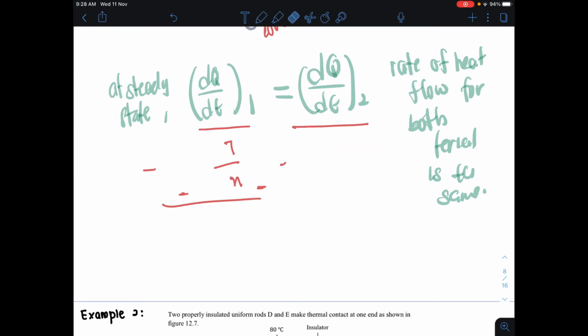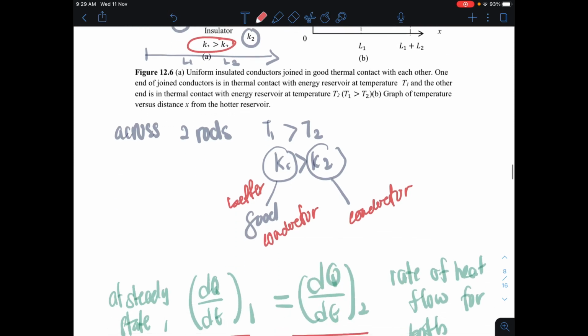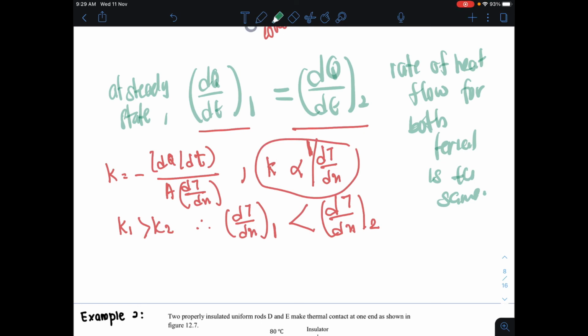So what happened here is, according to the equation of thermal conductivity yang kita tengok dalam previous video, where you rearrange equation rate of heat flow, sebenarnya kamu akan dapat k is equal to negative dQ over dt divided by A dT over dx, betul tak? So from here kita boleh cakap that k is inversely proportional to dT over dx. Therefore, since dalam soalan dia cakap thermal conductivity of material pertama is greater than thermal conductivity of material kedua, it is mentioned here k1 is greater than k2, therefore kita boleh deduce that dT over dx of material pertama akan kecil daripada dT over dx of material kedua, sebab mereka inversely proportional.